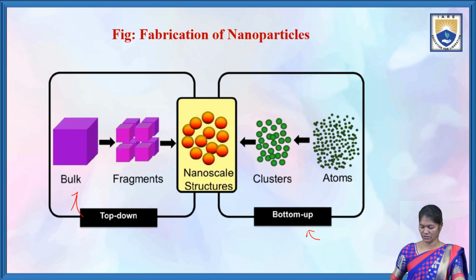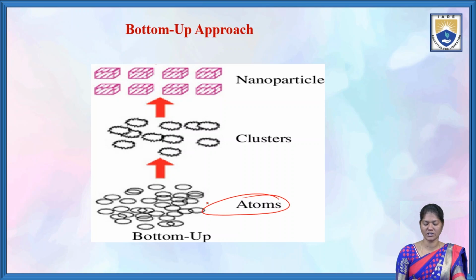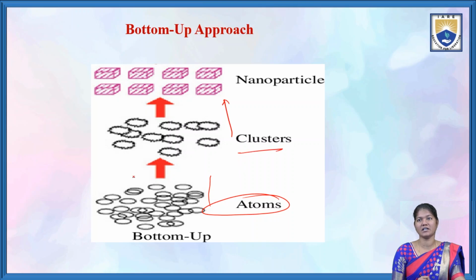We have also discussed the methods under these approaches. Here, in the bottom-up approach, there is a group of atoms, and they build up atom by atom. Individual atoms are built up and we can make clusters. Then this will build up and we can get the nanoparticles, that is, the desired nanomaterials.